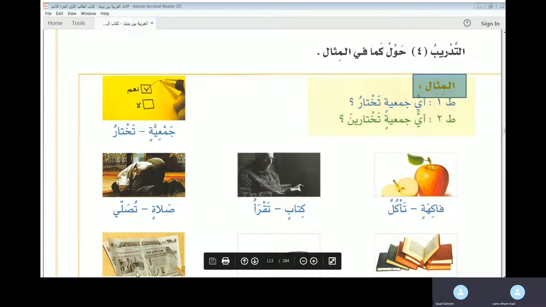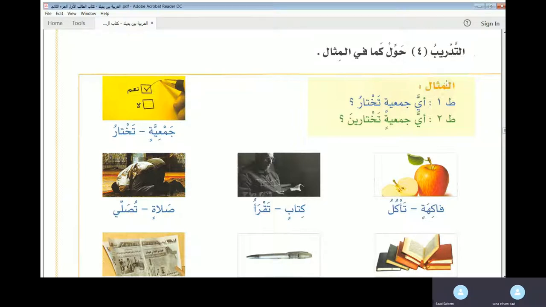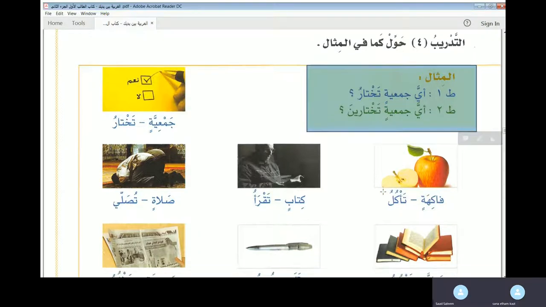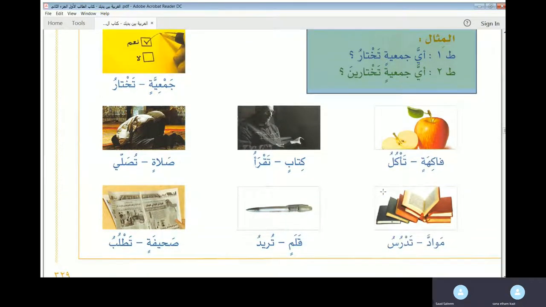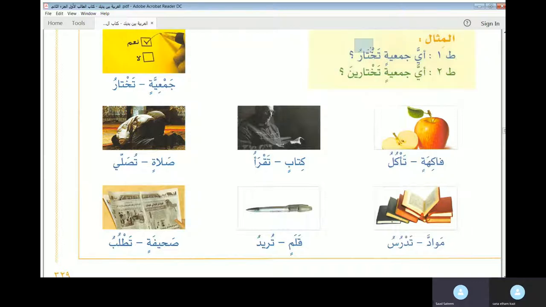أي جمعية تختار؟ Which group do you choose? أي جمعية تختارين؟ Which group do you choose? So taktaru is for the second person male and taktarina is for the second person female.